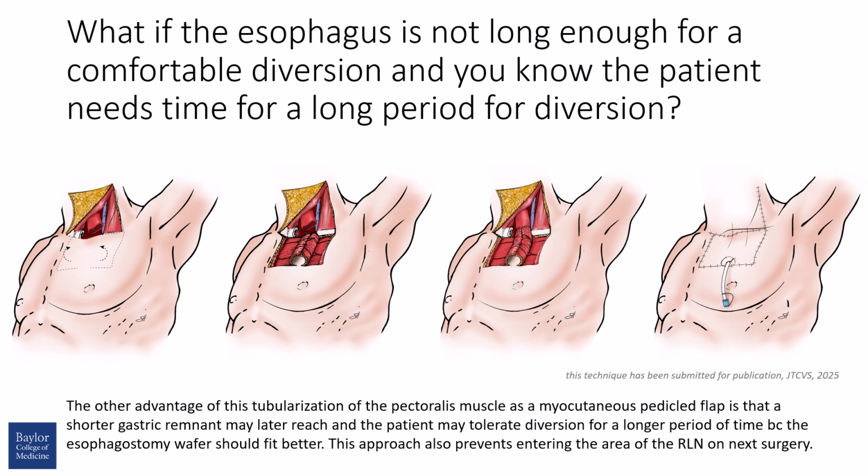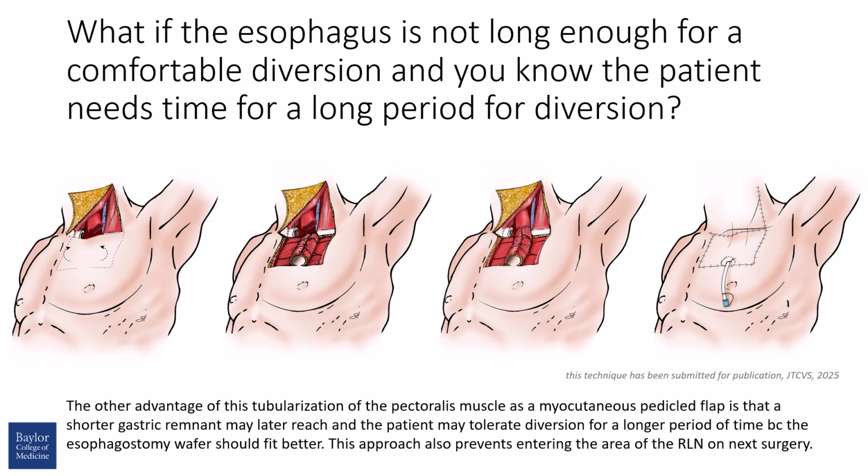What if the esophagus is not long enough for a comfortable diversion and you know the patient needs time for a long period? In certain cases where patients have terminal disease, where you may not think they'll be a candidate for reconstruction, or where you're worried about their ability to tolerate a reconstruction, you may desire to create a more palatable proximal esophageal diversion that allows the patient to have a good fitting ostomy, a good quality of life, eating and drinking anything they want, and emptying out onto the terminal end of their conduit.